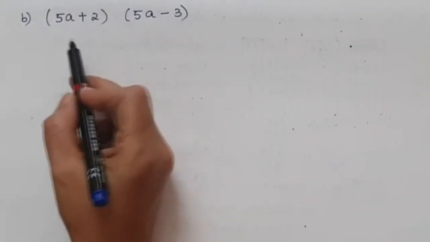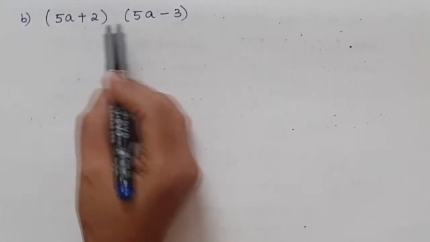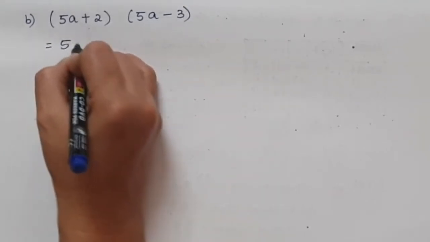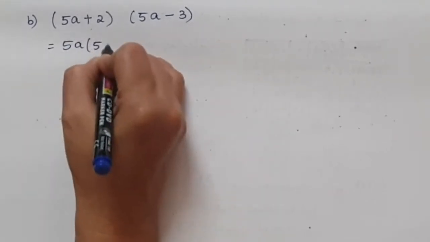Now we need to expand and simplify B part. 5a plus 2, 5a minus 3. So in the same way, this 5a multiplies with the next term.